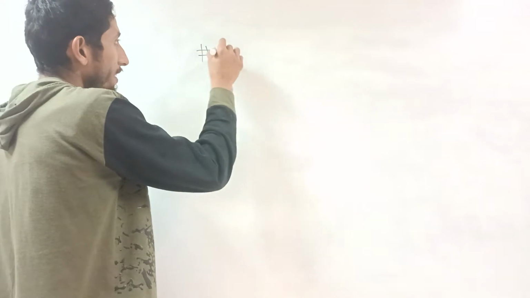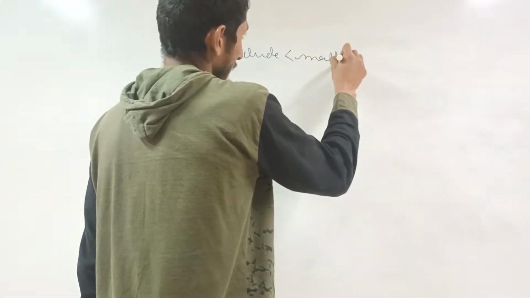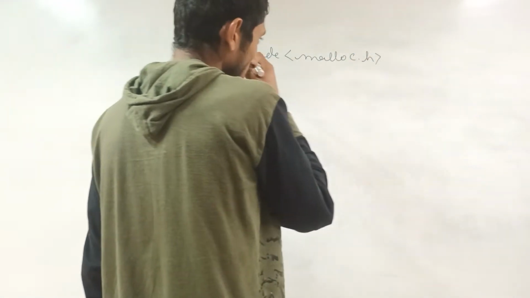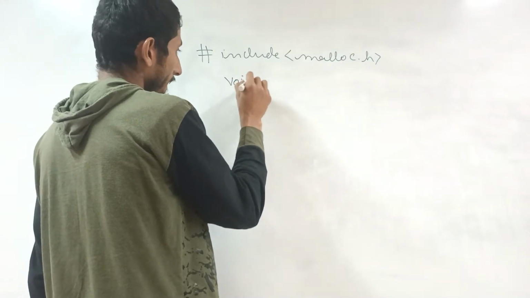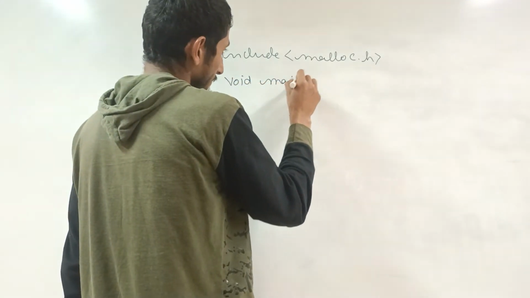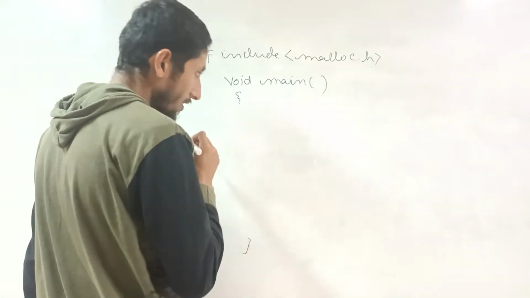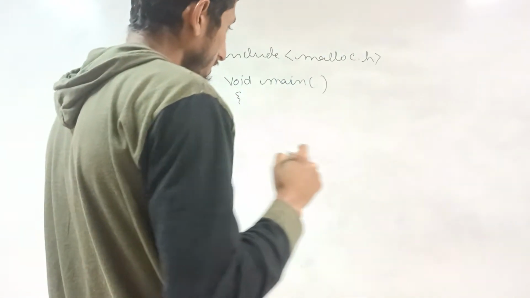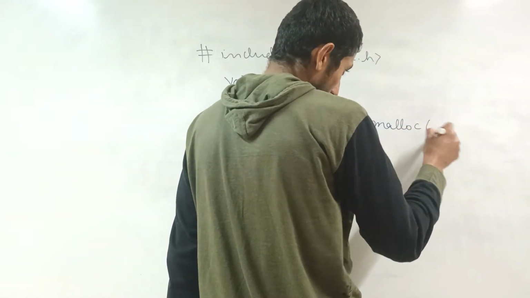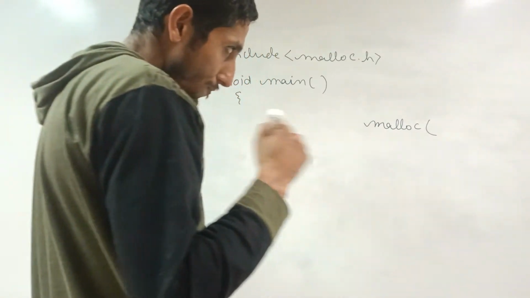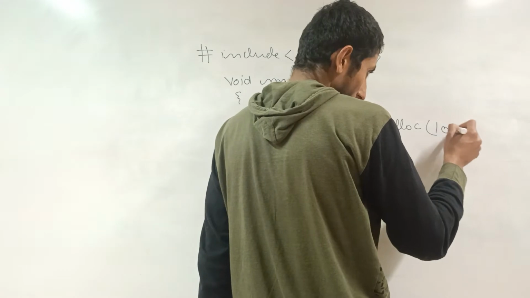Let me explain. So, #include <malloc.h>. First of all, I have to include this header file and then let me write main. What is the syntax of this? I have a function named malloc. In this, you can pass the number of bytes required. Let's say I pass the number of bytes as 100.